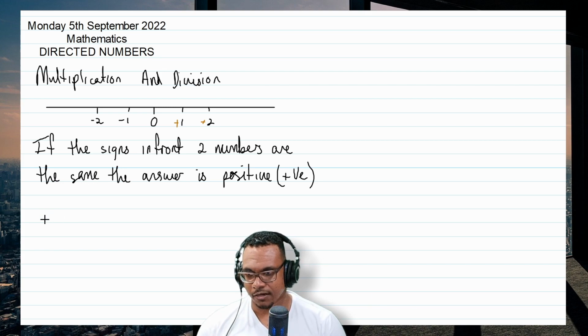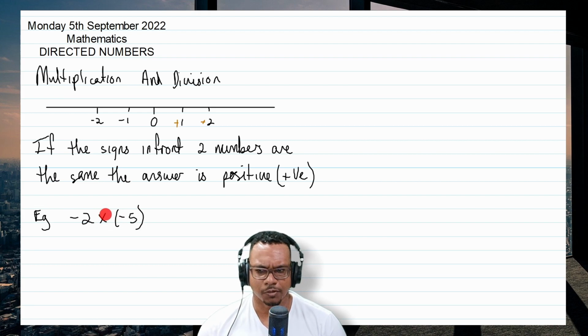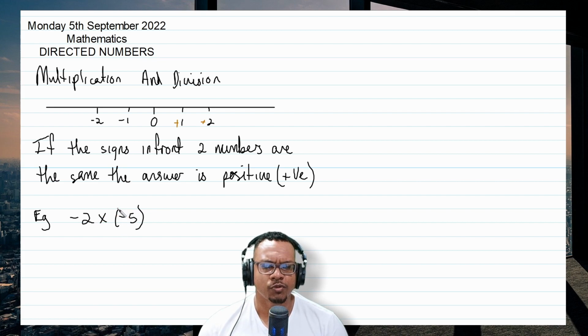So we could have, for example, -2 times -5. Notice I put brackets here because we have this multiplication sign and it's clashing with this negative sign here. So we want to put a bracket to separate this sign from this sign. That's why we had the brackets there. Now, the signs in front of the two numbers are the same, being negative. So our answer will just be positive 10, according to our rule.